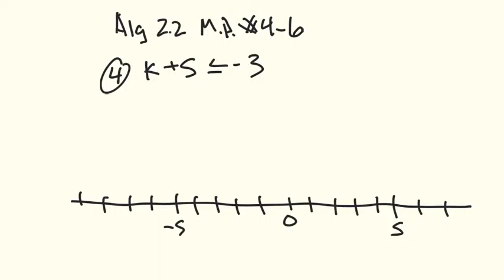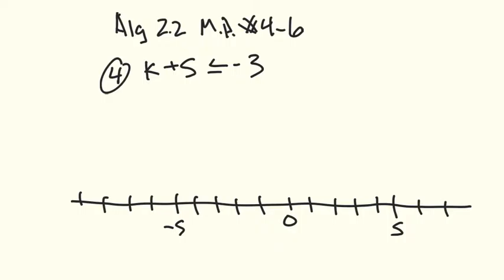All right, we've got Algebra 2.2, monitoring progress, numbers 4 to 6. We've got more solving inequalities and graphing their solutions. So here we have k plus 5 is less than or equal to negative 3. So let's take a look here.